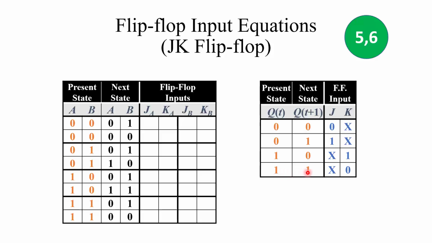And finally, the state transition 1 to 1 can occur in two scenarios: either because of no change, when J was 0 and K was 0, or when K was high and J was 0, the flip flop was set. Okay, so this way we can determine, for these state transitions, what were the flip flop inputs that excited or triggered them.